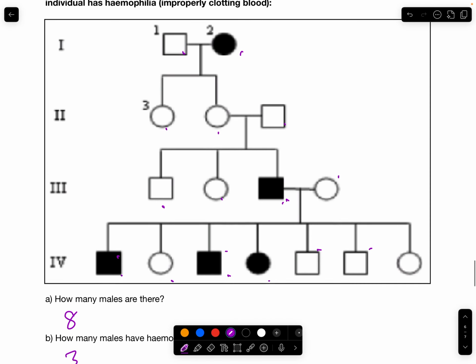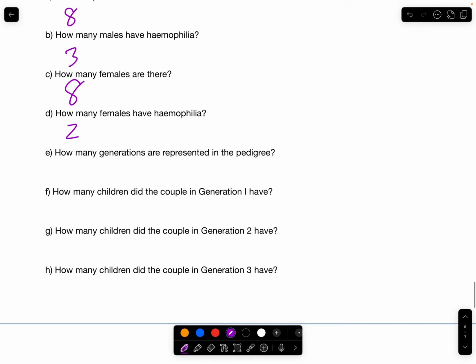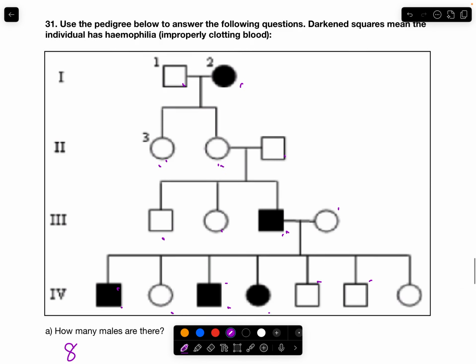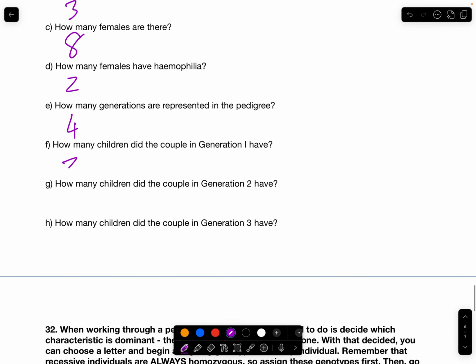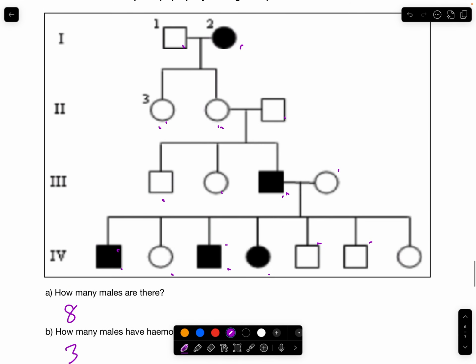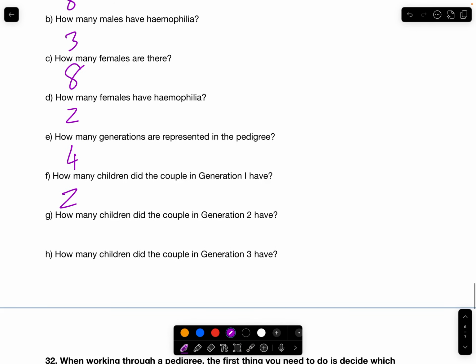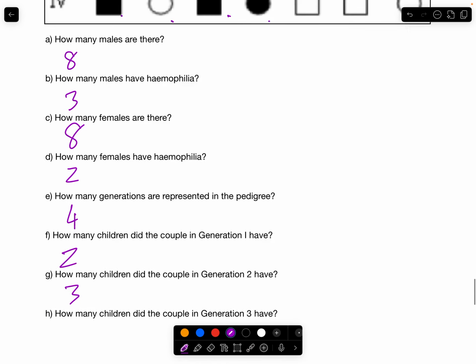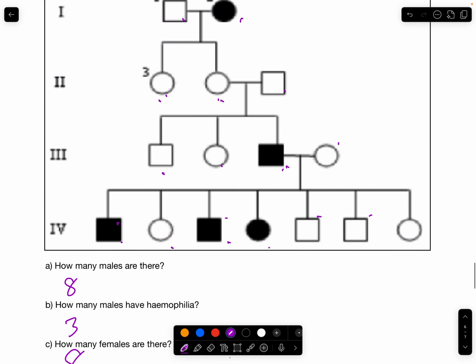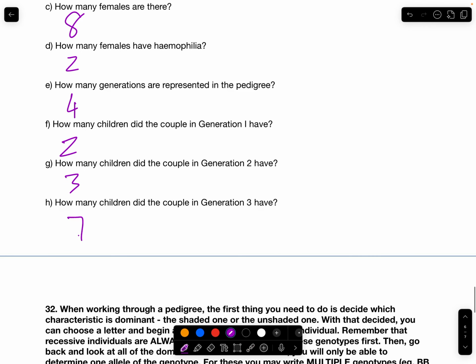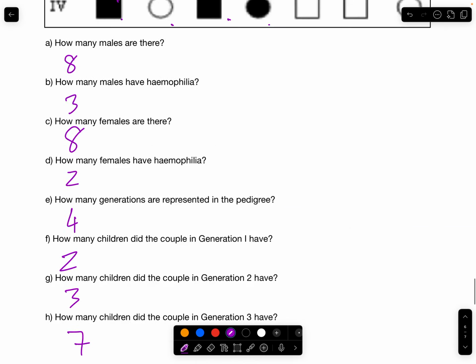How many generations? How many rows? 1, 2, 3, 4. They're numbered. 4. How many children did the couple in generation 1 have? They had 1, 2. How many children did the couple in generation 2 have? That's the couple in generation 2. 1, 2, 3 they had. How many children did the couple in generation 3 have? They got busy. 1, 2, 3, 4, 5, 6, 7. 7 kids. That's all it asks.